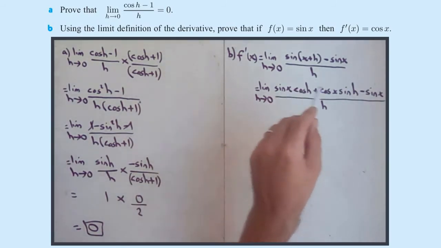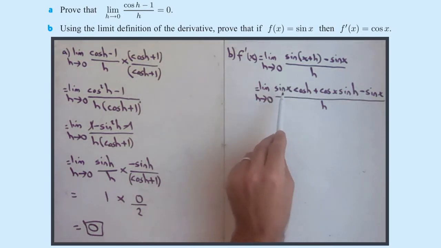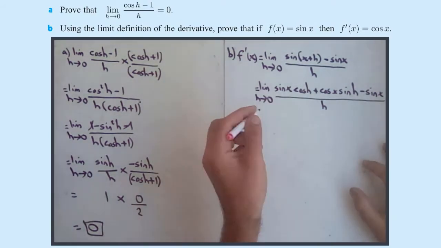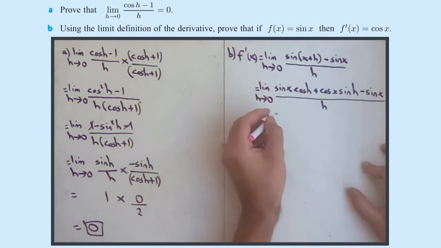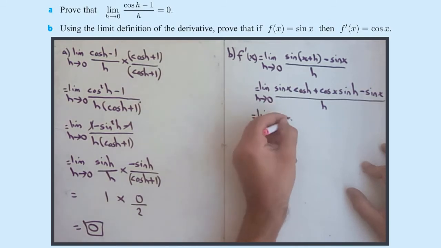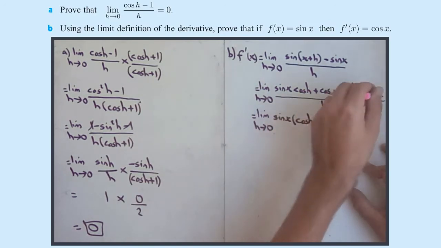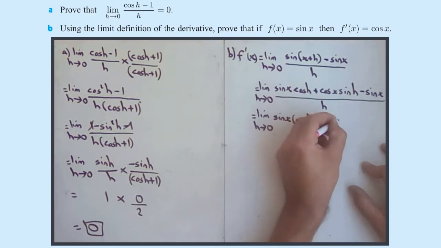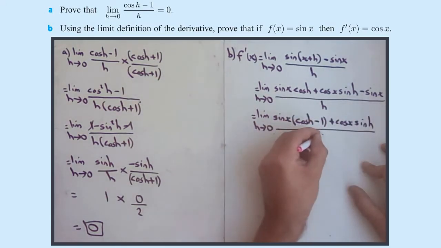So looking at this top line, all we can immediately do really is take a common factor of sine x out of these two terms. There's no other common factor in there, so that's literally the only thing we can do, so let's do that. So equals the limit as h approaches 0, so I'm going to pull a sine x out, and then we have cos h minus 1. That's the first term and the third term, and then we've still got the second term there, plus cos x sine h, all over h.